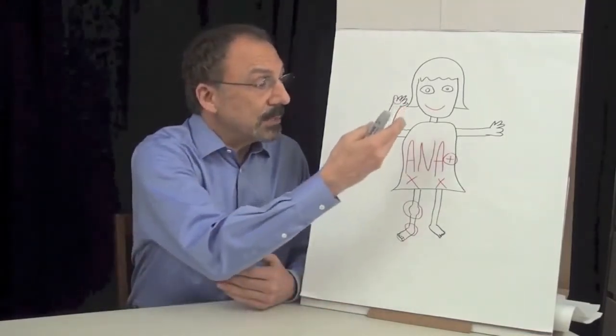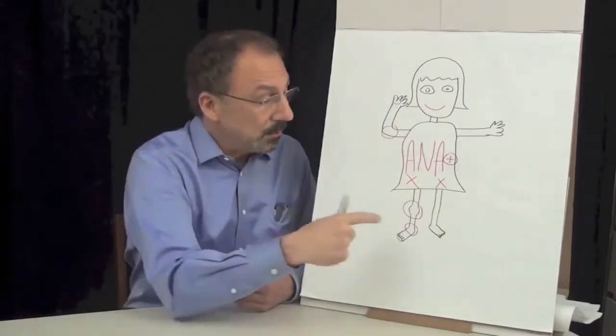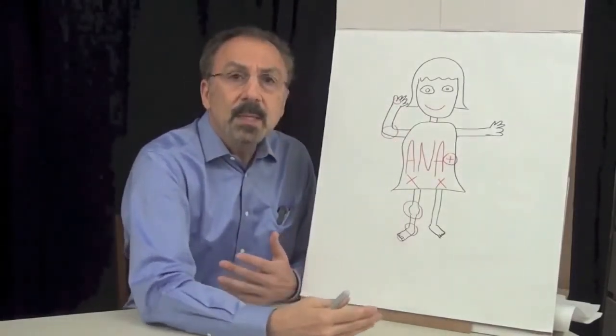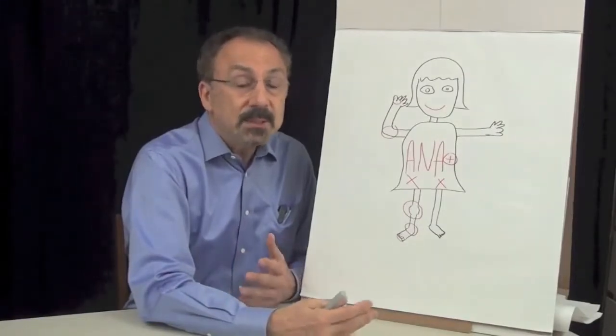So here's Anna smiling with either a swollen toe or a swollen knee. Could be warm. There could be some limitation of motion, but she's still moving around.